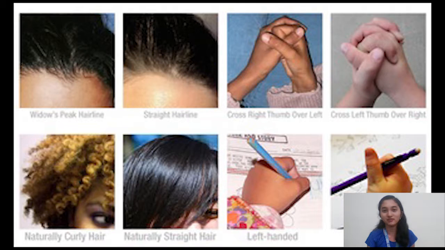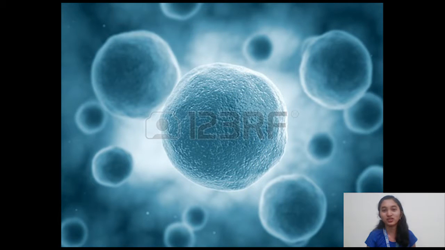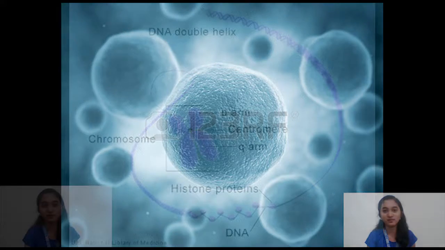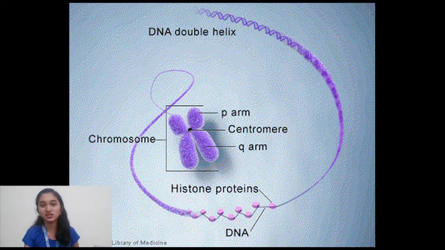Cells are the basic unit of structure and function of all living things. Tiny biochemical structures inside a cell called genes carry traits from one generation to the next. Genes are made of a chemical called DNA, or deoxyribonucleic acid. Genes are strung together to form long chains of DNA in structures known as chromosomes.